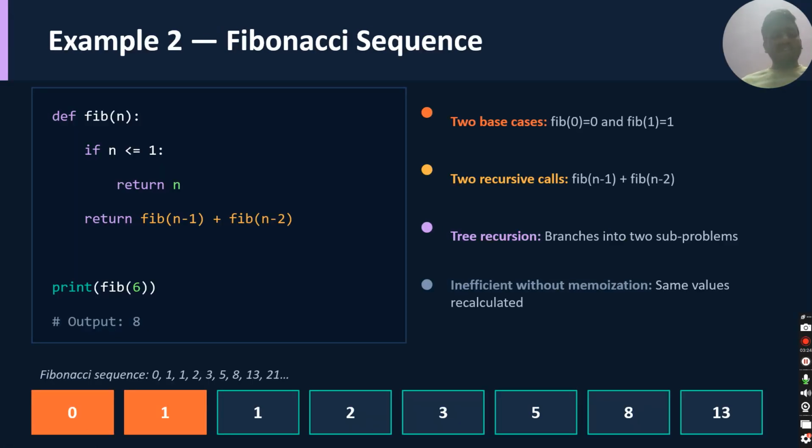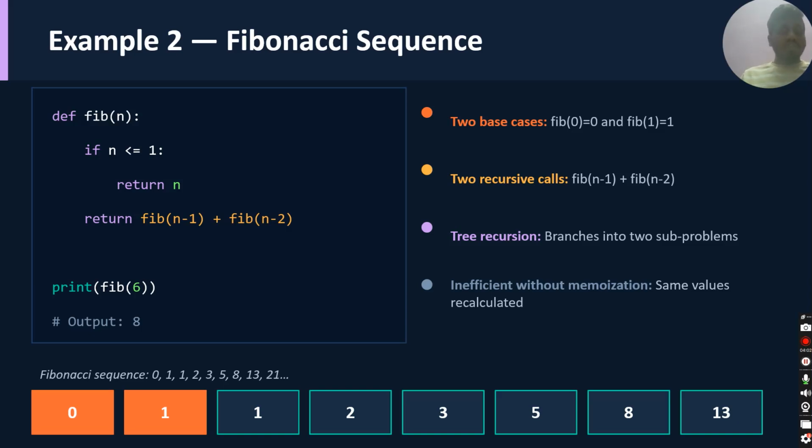So let us go with the second example, the Fibonacci series. The Fibonacci series generates consecutive values by adding the previous number and the present number to generate a new number. So here you can see the base case is: if n is less than or equal to 1, return n. So for an example, let us generate the Fibonacci number for 6, the sixth term in the Fibonacci series.